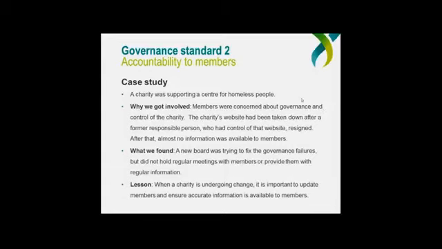The lesson there is when a charity is undergoing change, it's important to continue to update your members and ensure that accurate information is available to those members. So you do have that ongoing obligation to be accountable to members even though you might be going through a difficult time or a time of change.